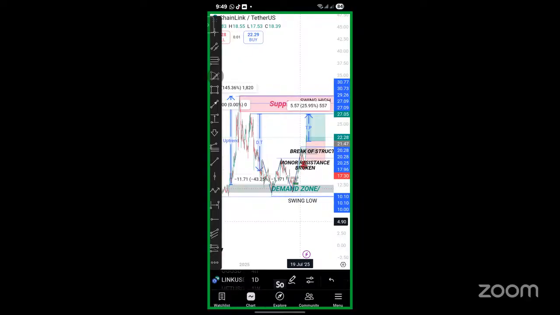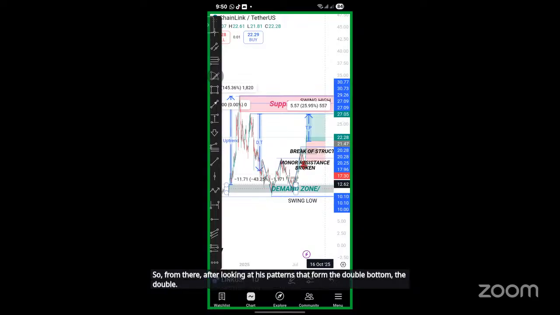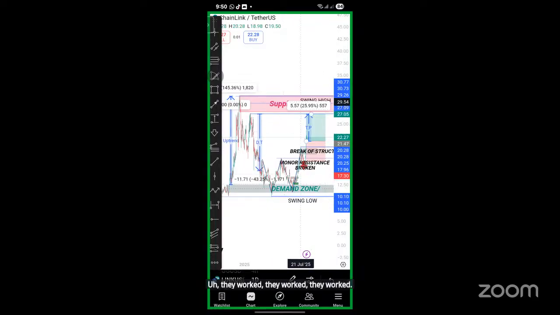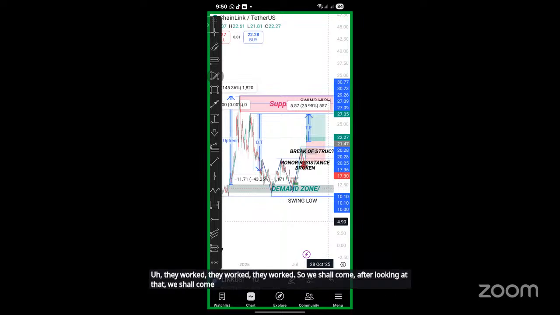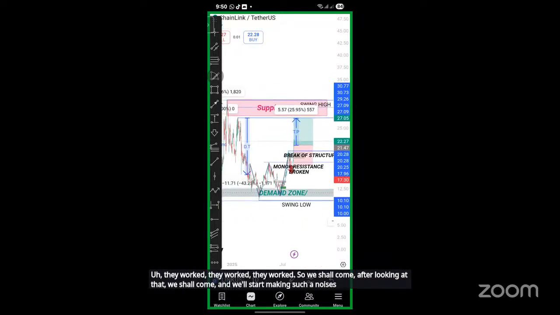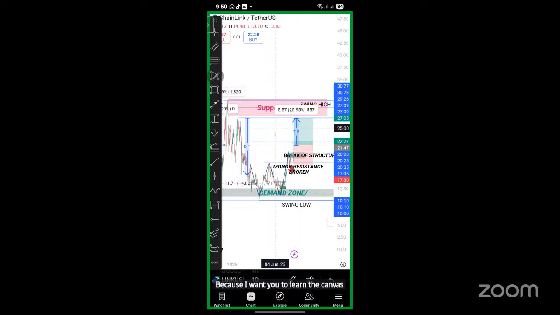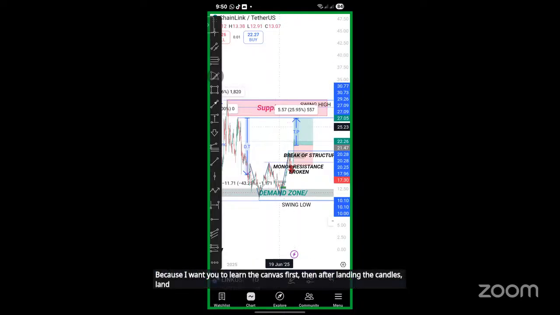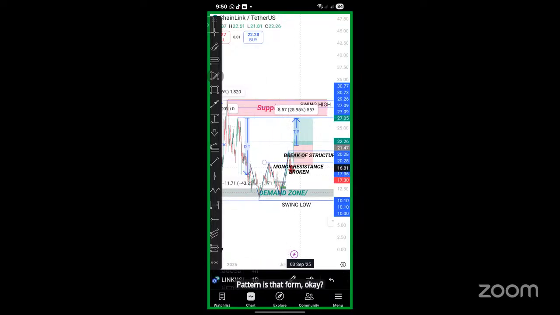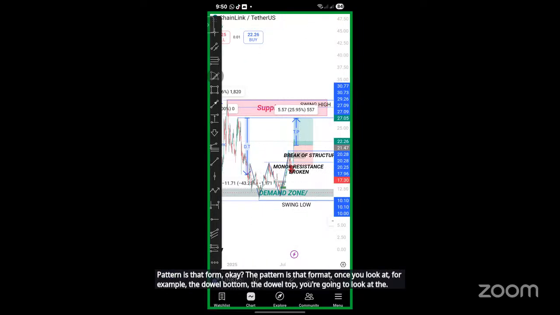From there, after looking at these patterns that form the double bottom and the double top, we shall start making such analysis as you are seeing. Because I want you to learn the candles first, then after learning the candles, learn their patterns. Once you look at, for example, the double bottom and the double top, we shall be able to use the supply and demand zones, make analysis, and take profit, whether 5%, 10%, or whatsoever.